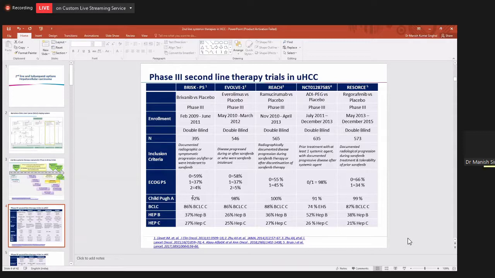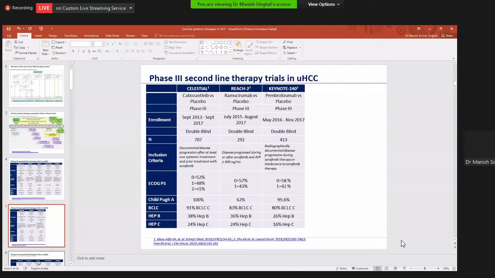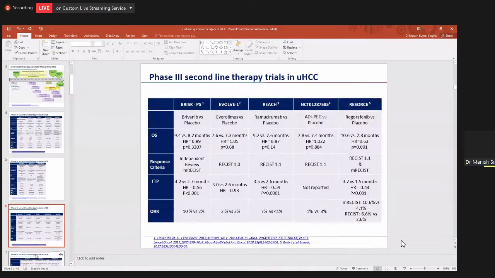Because whenever you are treating HCC, you're not treating just one disease, you're actually treating two diseases. One is the liver cirrhosis, and on the other side is the liver cancer. And which one is likely to be more concerning in the coming times depends on their Child-Pugh class. So the studies which have already been discussed by Dr. Sachin, the CELESTIAL study, the REACH-2 and the RESORCE study, which have been tested in the second line, I'll not dwell on them much.